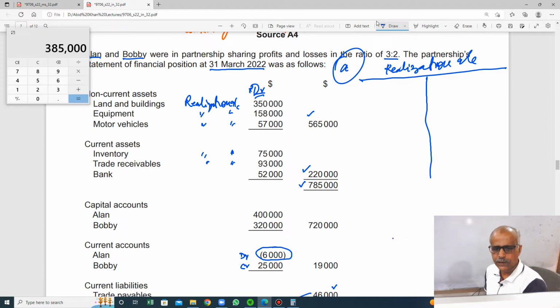Only till here, and these all assets will be credited. They all will be credited. So this way they will close from your book of account.